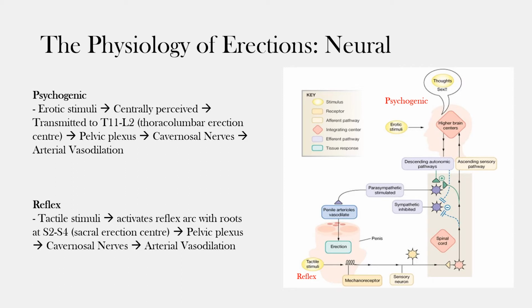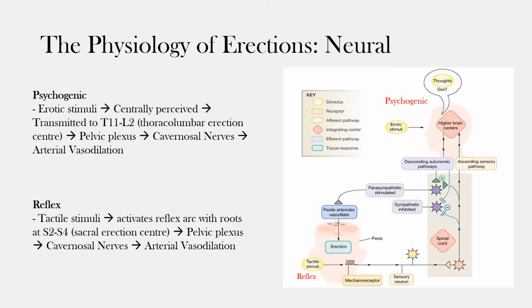So a psychogenic erection is caused by erotic stimuli, be that an image, anything that a man would find sexually exciting, even a thought. Both of those are centrally perceived. If we see in the image, that is then sent down descending autonomic pathways to T11 to L2. Now this is the thoracolumbar erection center. This synapse is there, and there is parasympathetic stimulation. If we follow this photo, parasympathetic stimulation is carried along the cavernosal nerves, and then causes arterial vasodilation. So that's the psychogenic neural pathway.